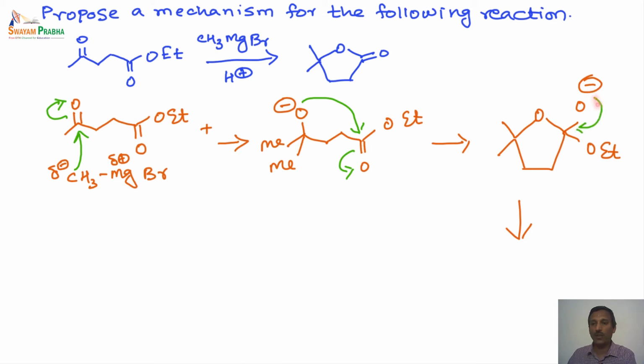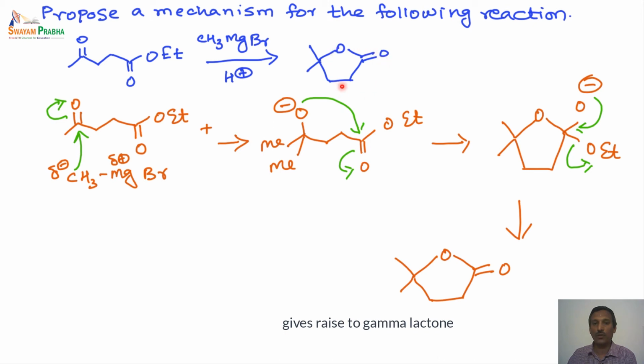And now in the charge reversal step, the negative charge comes between this carbon-oxygen bond and the ethoxide moiety is lost, which leads to the given product as shown here. So this is how we can write a mechanism for this particular reaction. This is an intramolecular reaction.